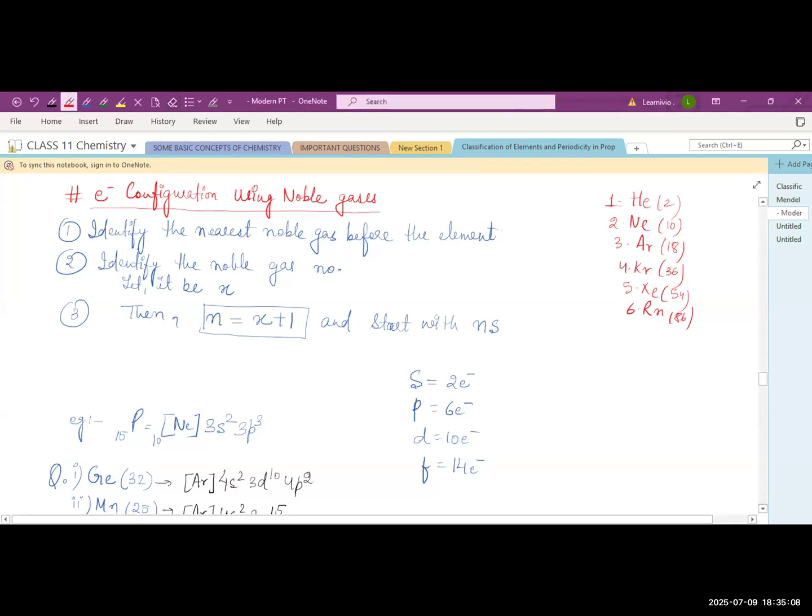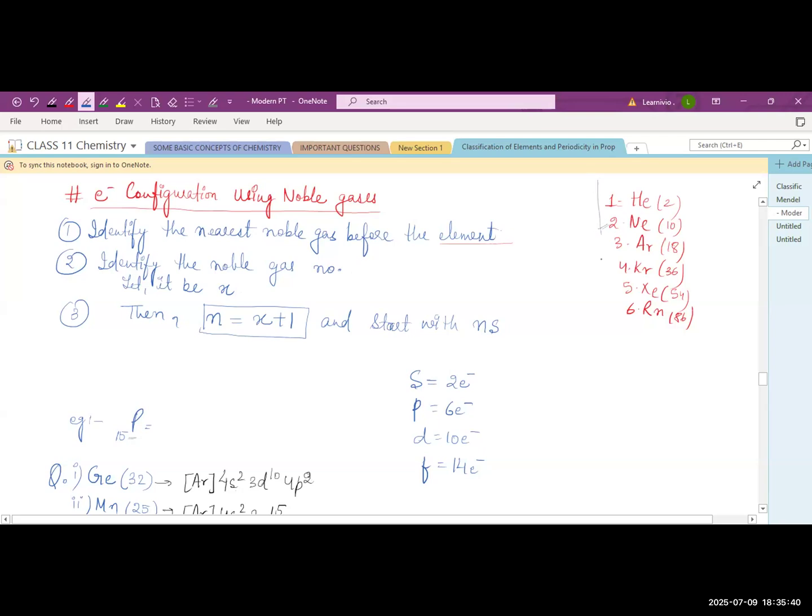First step is always to identify the nearest noble gas before that element. For example, if it is phosphorus, we know that its atomic number is 15. So what is the nearest noble gas before this element? It's 10, it's neon.